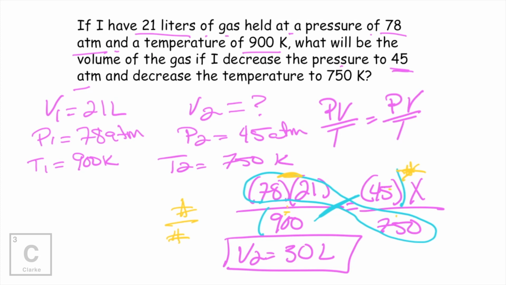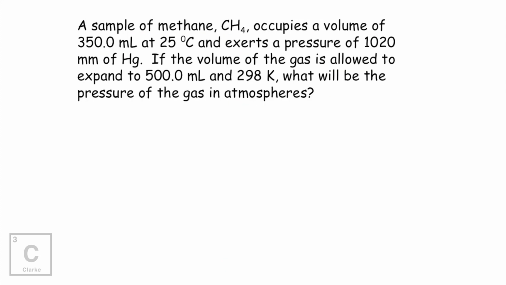Let's work another problem. A sample of methane, CH4, occupies a volume of 350 milliliters at 25 degrees Celsius, and it exerts a pressure of 1,020 millimeters of mercury. If the volume of gas is allowed to expand to 500 milliliters and 298 kelvins, what will the pressure of the gas be in atmospheres?